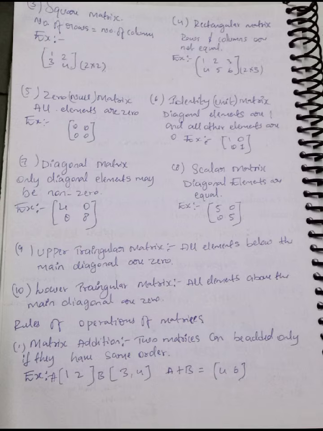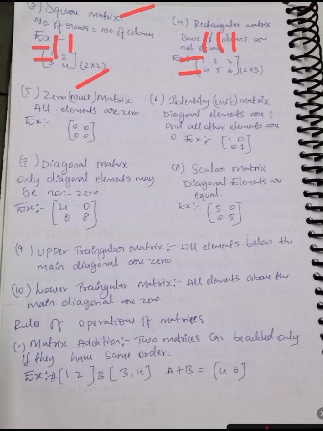And there are also other special matrices. Square matrix: the number of rows is equal to the number of columns. So 2 rows equal to 2 columns, right? Now rectangular matrix: rows and columns are not equal. Yes, 2 rows and 3 columns, not equal, right? Zero matrix, or you can call it a null matrix: all elements are 0 here. You can see the 0 in the matrix.